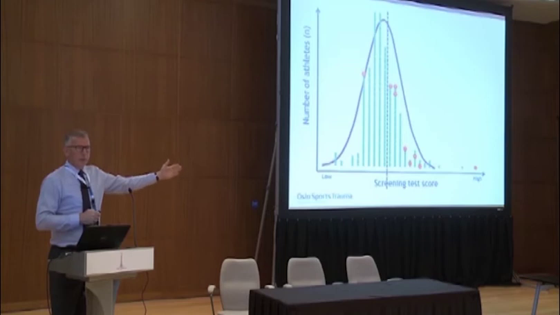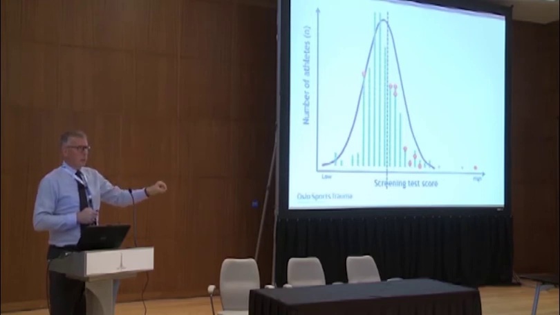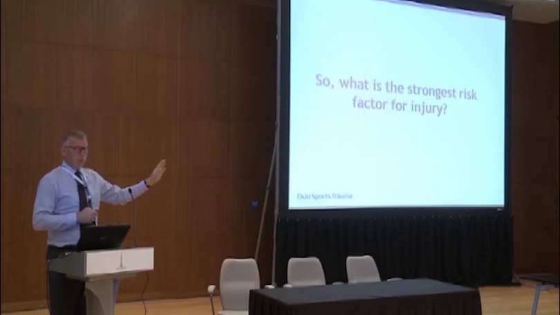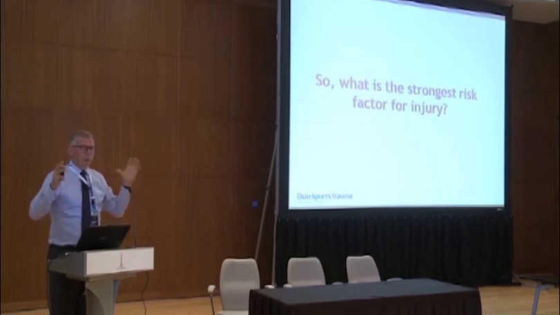So does this really help us then in identifying who's at risk? If you get a certain score for a certain player, are you prepared to say, you're at increased risk, you need a special program, you're okay, you don't need a special program? Probably not. So maybe it's not such a strong risk factor for injury anyway. Let's try a really strong risk factor for injury.